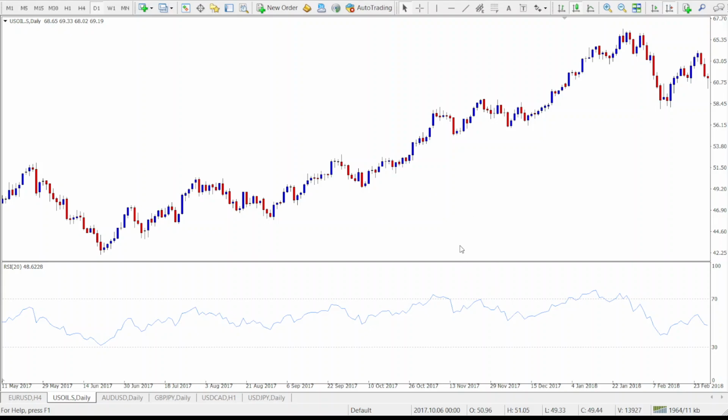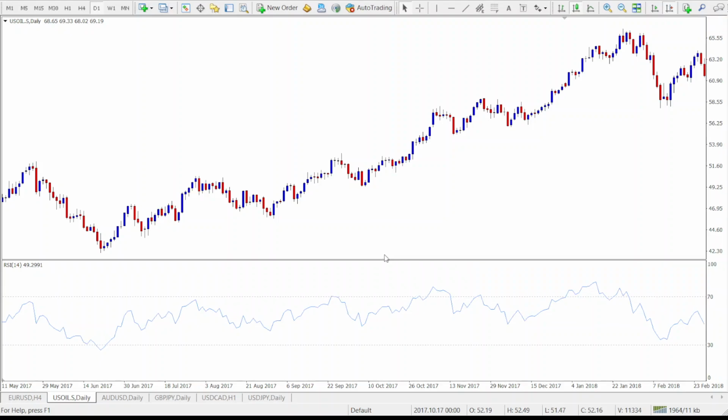But if you just do the usual swing trading, perhaps holding trades for a couple of days or maybe a week or two, then the default settings are still fine. And once the RSI has been added to your chart, the next step is to watch for momentum shifts.